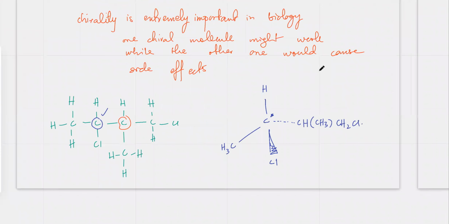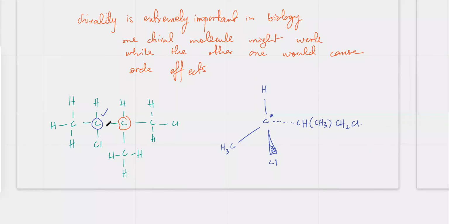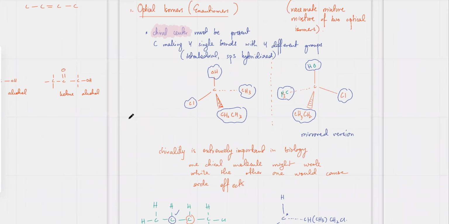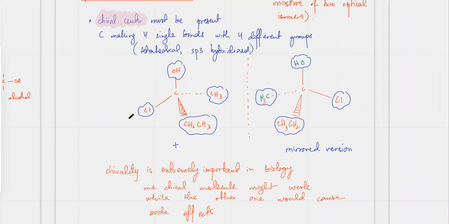So just look at chiral carbon atoms. Now this molecule, not only is this carbon going to exist in two different shapes, this other carbon atom would also exist in two different shapes. And I'm going to call them, one is usually referred to as the plus, the other one is usually referred to as the minus, like mirrored versions of each other.